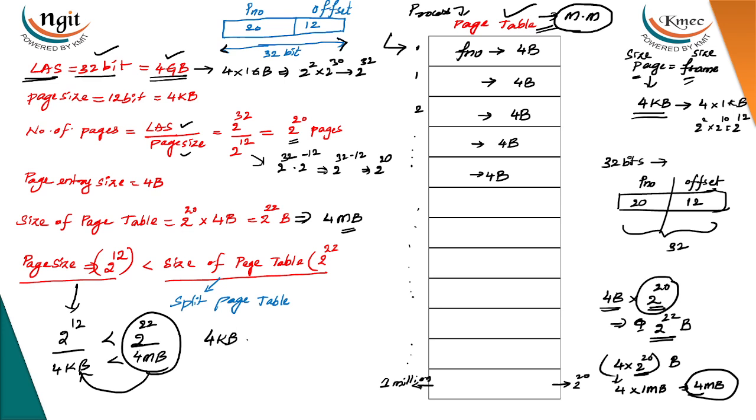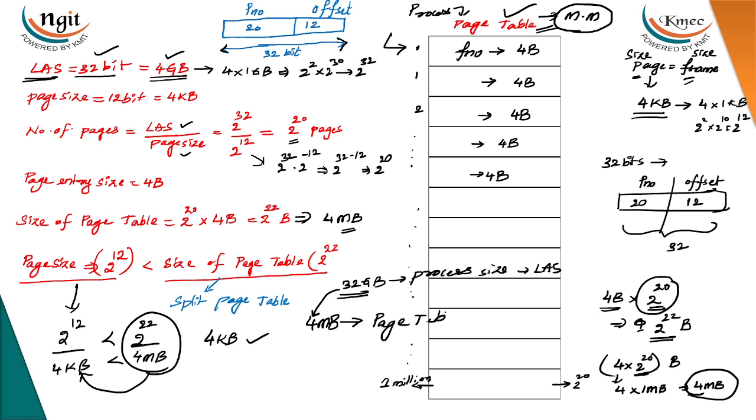So that means, there is a 32 GB process. The process size, or logical address space size, is 32 GB. Then to divide this particular 32 GB, we need to maintain a page table where each page is stored in a frame. So in order to maintain this particular 32 GB process, we need 4 MB of page table.